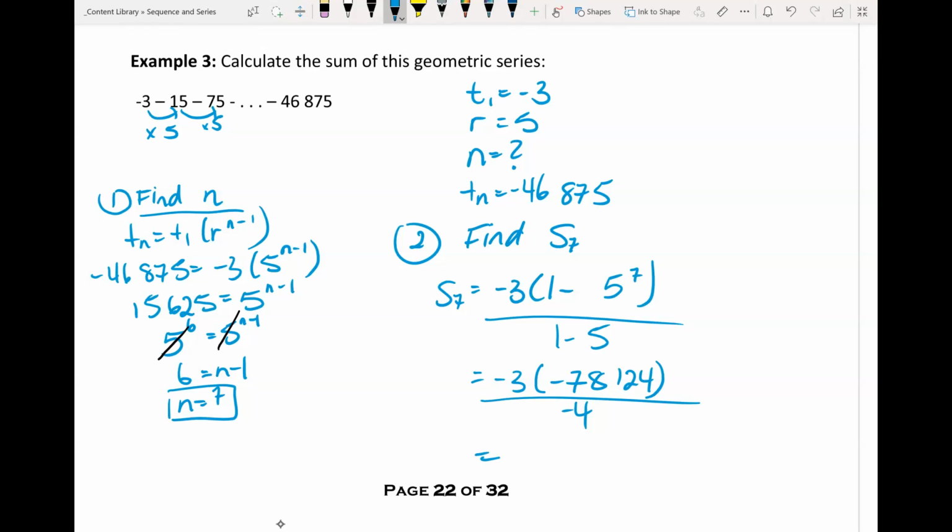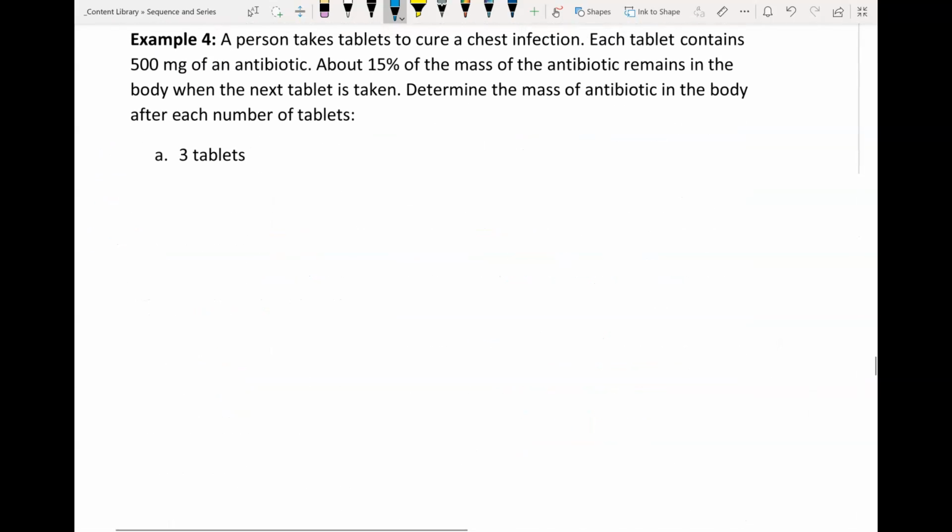Then lastly, we're going to multiply -3 and -78,124 and then divide it by -4. You're going to get -58,593. And that is the sum of this geometric series.